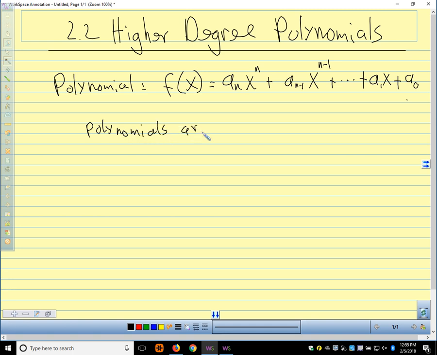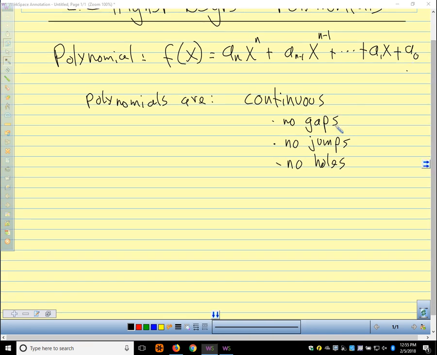Polynomials are what we call continuous. That means no gaps, no jumps, no holes. So that's one thing that makes polynomials nice to work with.